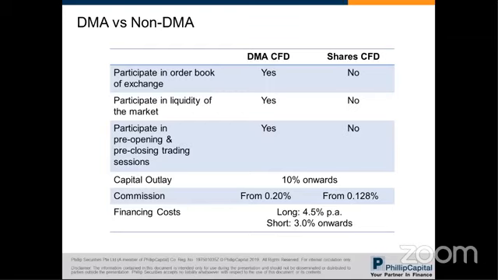So this is one advantage of DMA as compared to the normal share CFD that we have, because on the normal CFD, your orders will not be placed in the same order book as in the exchange. So you can't participate in the pre-open and the pre-closing.